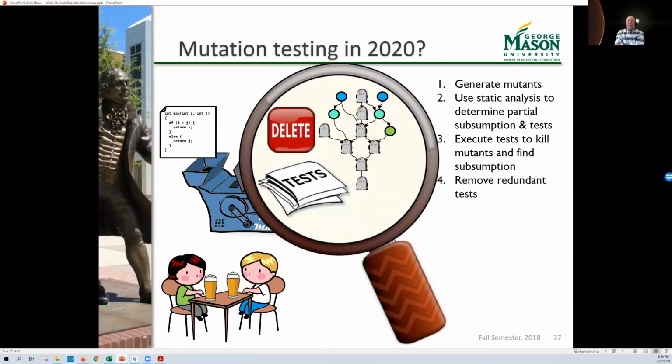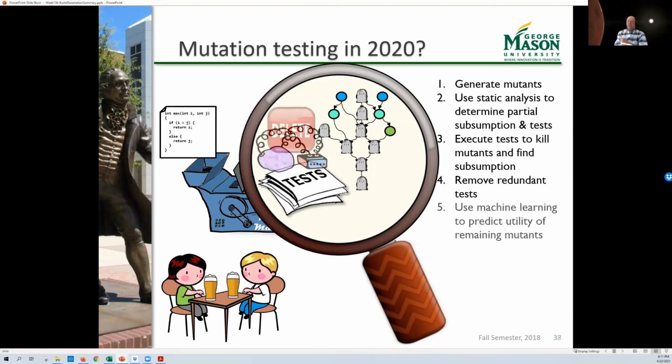So then we'll remove the redundant tests, right? Because we can find that, oh, this test kills more than that test does, and everything that's killed by that one is also killed by that one. So we've got redundant tests. Let's get rid of them. Tests are expensive to maintain. Let's get the smallest set of useful tests we can.